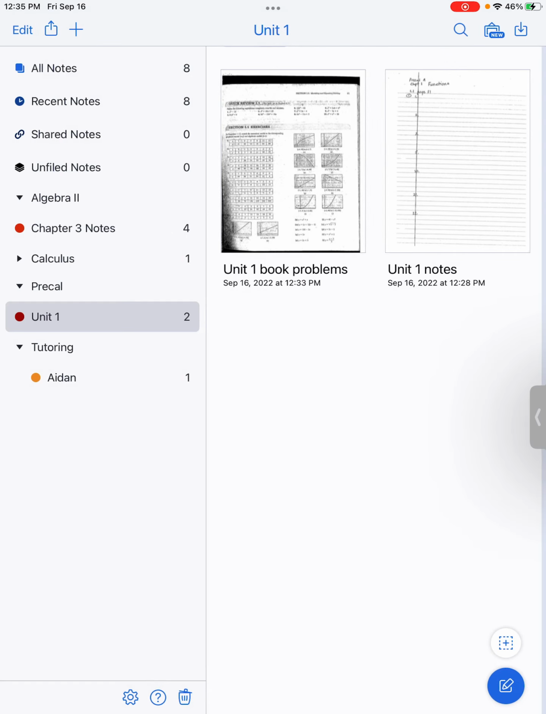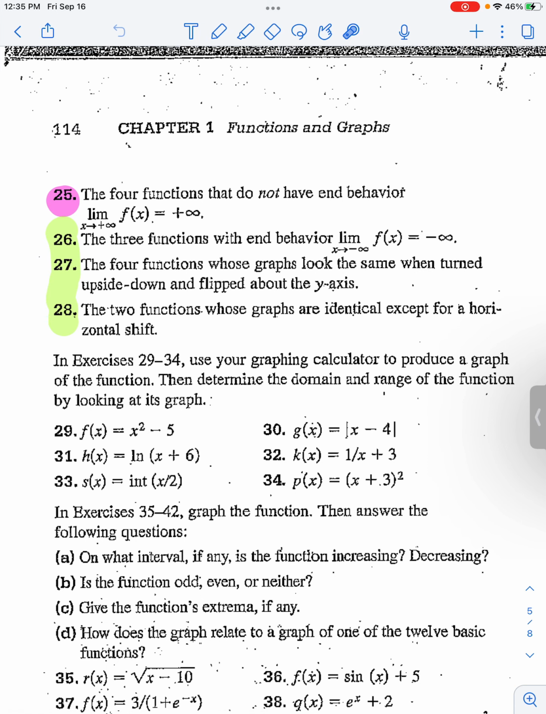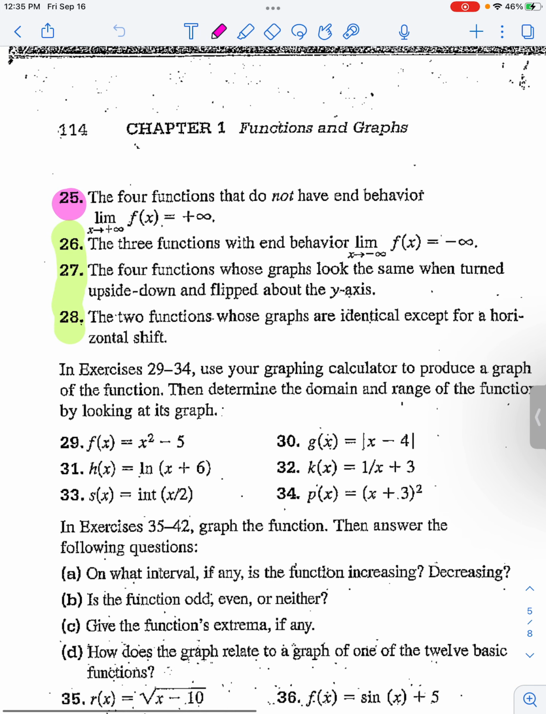So the answer to this one is going to be logistic, cosine and sine, and 1 over x, the reciprocal function, okay?